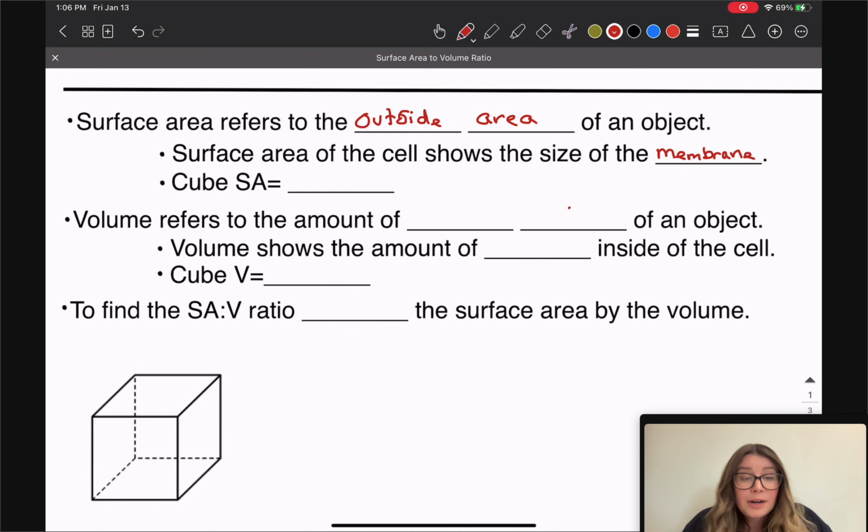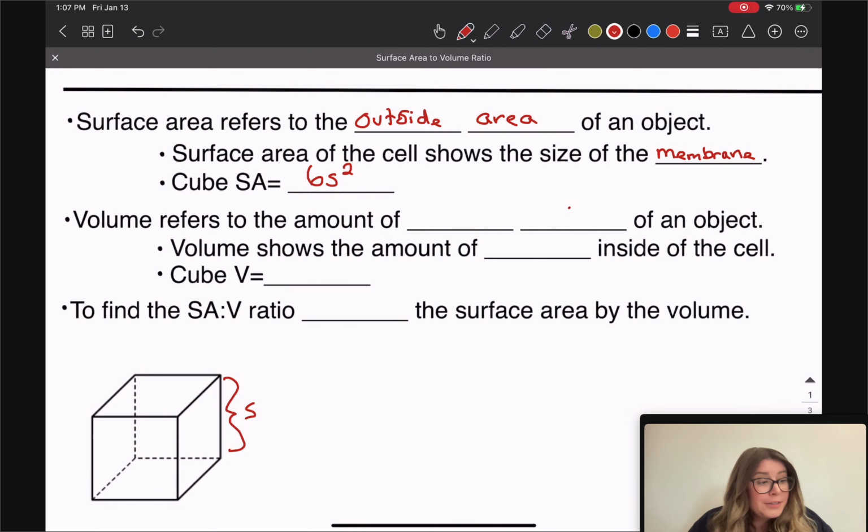So we have, for our example cell, a cube. And in a cube, all the sides of the cube are the same. And a cube has 6 faces. So to figure out the surface area of the cube, we take 6, which is the number of faces, times the side squared. Because length versus width, it's the same in a cube. So we can just call length and width side, because they're the same, and square it.